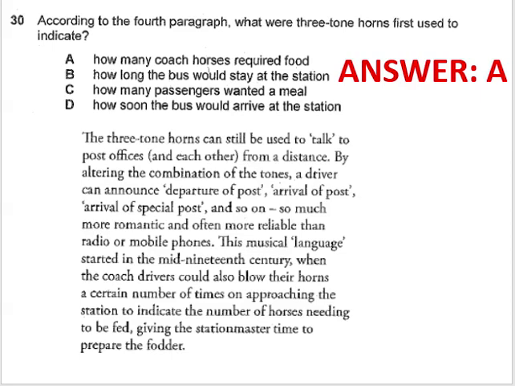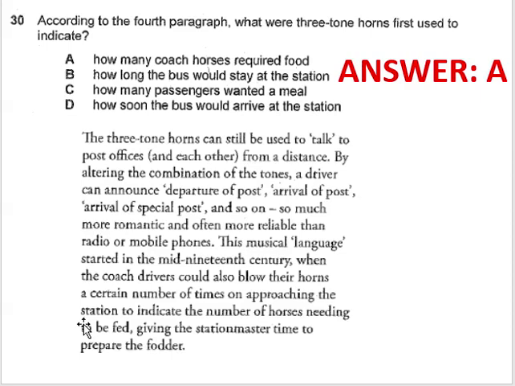So the present use is that they are combining the tunes to suggest the arrival or departure of the post, because it says the three-tone horns can still be used. That means it's in the present tense. But the question says, what were these used first? That means initially. So in the mid 19th century, that means in the past, they were used to indicate how much time it would take to approach, so that the horses needed to be fed. So it's like a communication related to the horses' feeding habits. So that is what I have understood.